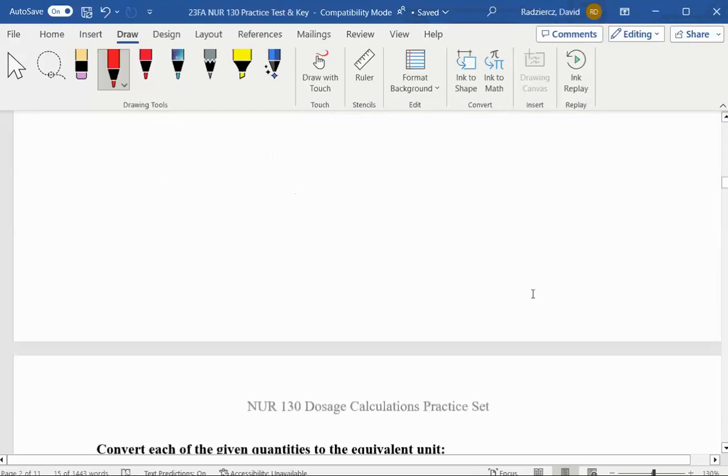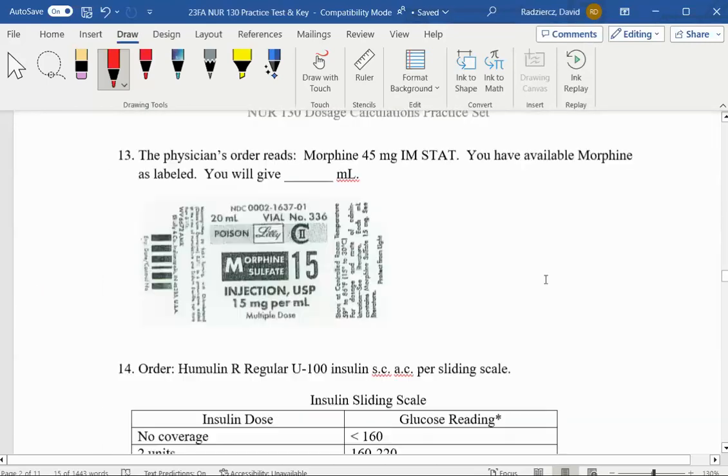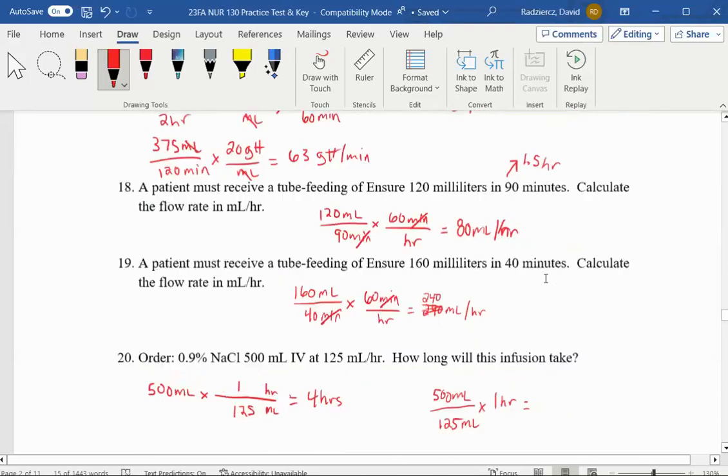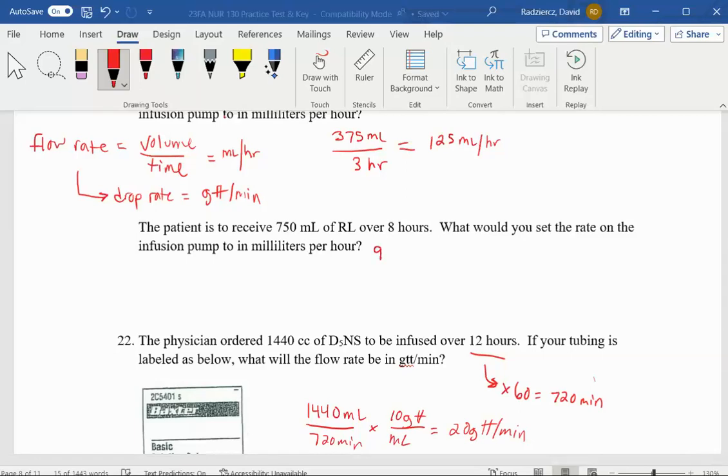So the correct answer for the sample question that I gave you would be 93.8 milliliters. I'm just going to write that down so you have that as a reference point for later on: 93.8 milliliters per hour. So you'd round to that answer, even if you don't like it. It's not really up to us. It's just following what we're being told.